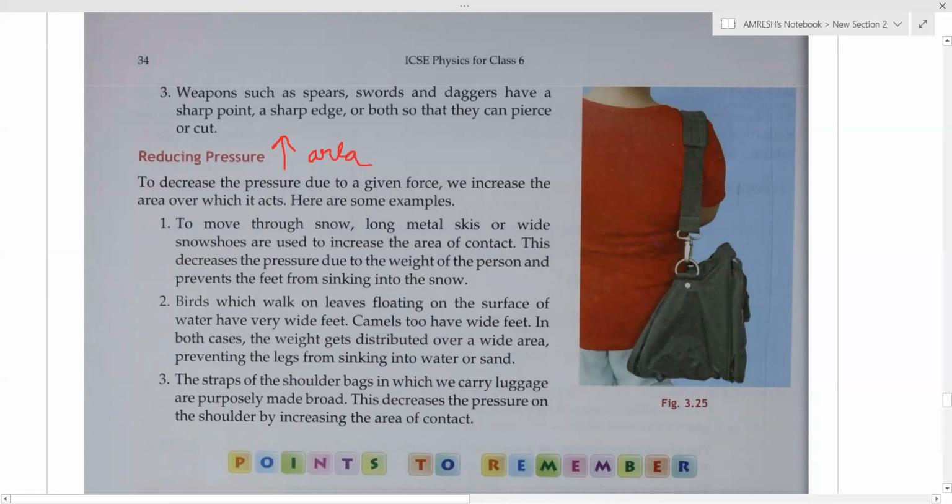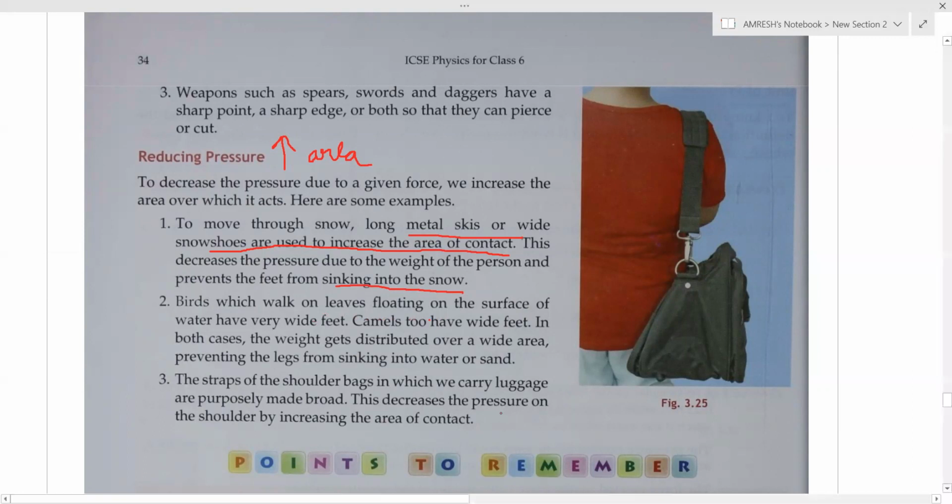To move through snow, long metal skis or wide snow shoes are used to increase the area of contact. If we increase the area of contact, the pressure due to the weight of the person decreases and prevents them from sinking into the snow. If we increase the area, it will not sink into the snow and will be able to walk easily. That is why snow shoes are of a larger area. Birds also, for decreasing the pressure, spread their feathers to increase the area.